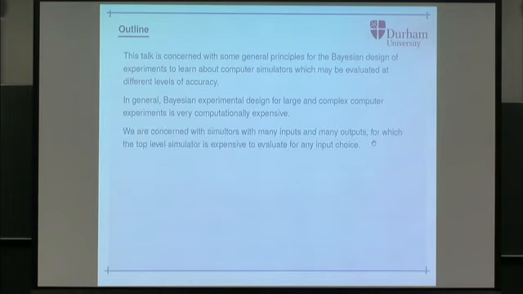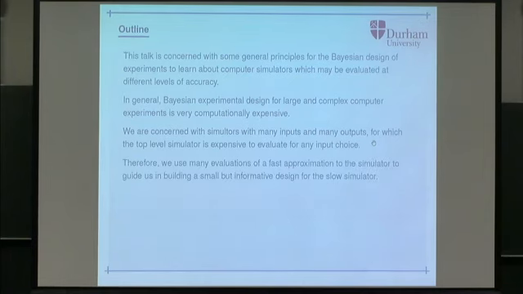Okay. So we're concerned with simulators with many inputs and many outputs, all of which we want to learn about. And the top level simulator is expensive. So effectively our method is to use many evaluations of the fast simulator to give us a sensible prior idea about the slow simulator, which means that we can do an intelligent small sample design. And we're going to illustrate using an oil reservoir model, just because I've worked on those quite a lot.